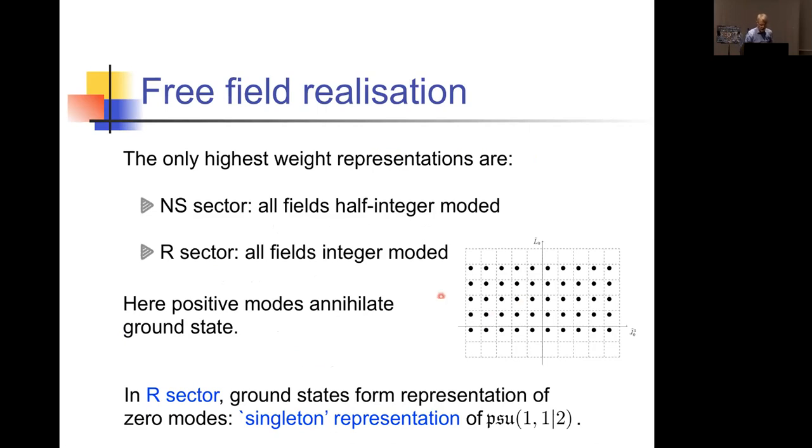And here is a caricature of what the Ramond sector looks like. So you have some ground states on which all the positive modes kill, and then the negative modes fill up some Fock space. And on the ground states, you have zero modes, and the zero modes basically move you up and down along here. And the representation on the highest weight space is what you may want to call the singleton representation of PSU(1,1|2). It's sort of the smallest non-trivial representation of PSU(1,1|2).